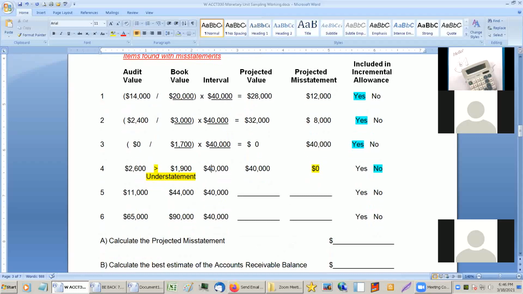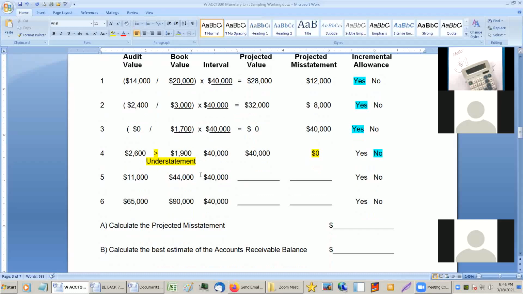And it doesn't matter whether it's bigger than the interval or not. If it's an understatement, that means that everything's okay. Now, down here is where we get to the tricky ones. And they're tricky for a couple of reasons.